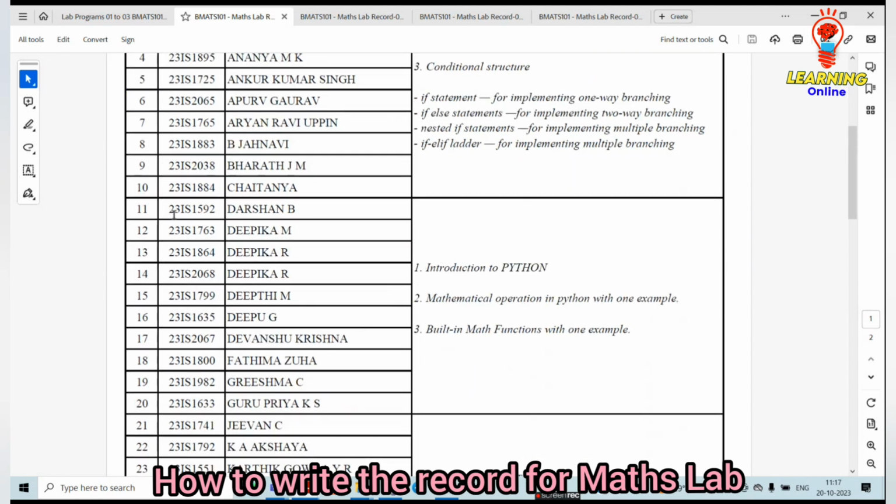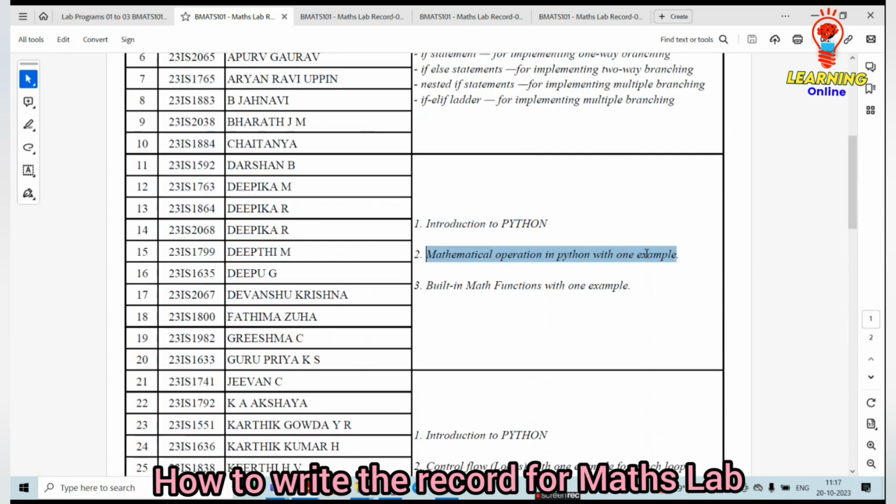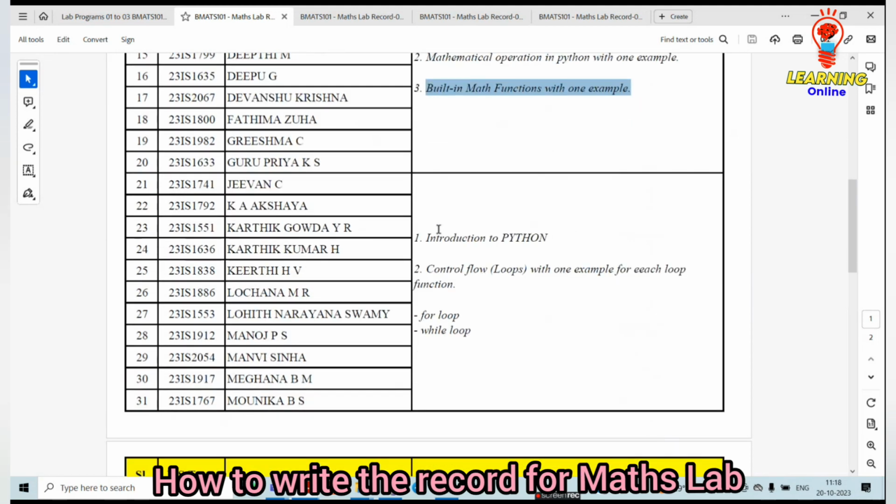Then the second set of people: the allocated introduction is mandatory to write. Then mathematical operations in Python with one example, that is addition, subtraction, multiplication, exponential. These things you have to write, and one example corresponding to that. Then built-in functions of math, that is the square root, the log. All these are built-in functions available in Python itself that you can use.